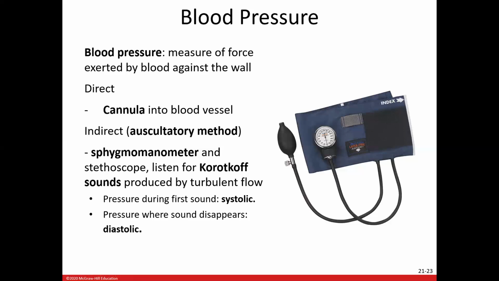So if you've ever had your blood pressure taken, your doctor will give you two numbers. They will say your blood pressure is 120/80. That series of numbers is the systole, the first number they give, over the diastole. So it's the pressure that you have when the heart's contracting versus the pressure you have when the heart is relaxed.